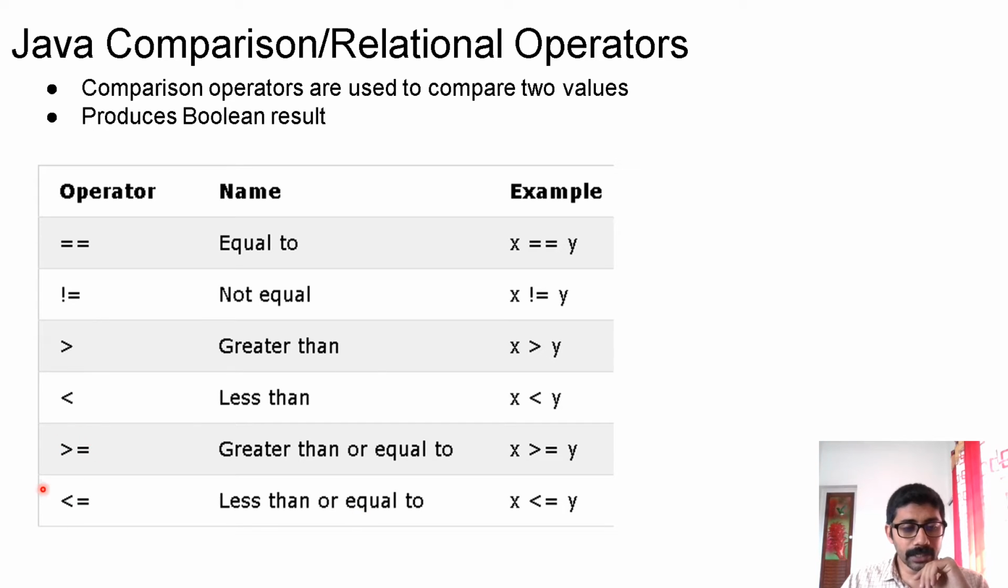Here, don't get confused with the shorthand operator. As per syntax you may see one assignment symbol, but it is not an assignment. This is greater than or equal to, less than or equal to. Be clear with that.